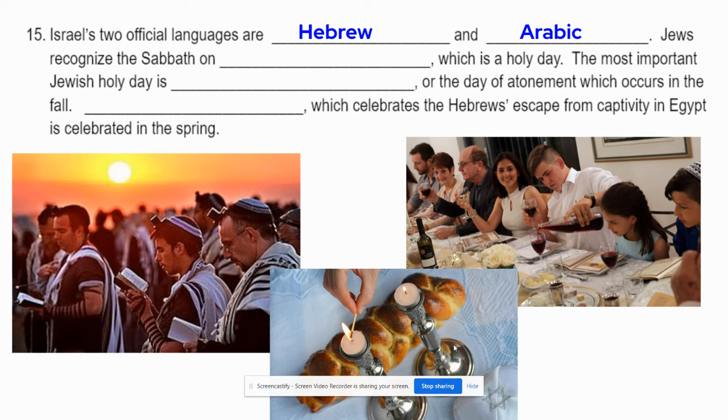Jews recognize the Sabbath, which is actually on Saturday. This is a holy day. The most important Jewish holiday is Yom Kippur, sometimes known as the Day of Atonement, which occurs in the fall. Passover is a spring holiday. It celebrates the Hebrews' escape from captivity from the Egyptians, and it's celebrated every spring with the Seder, or the Passover meal.